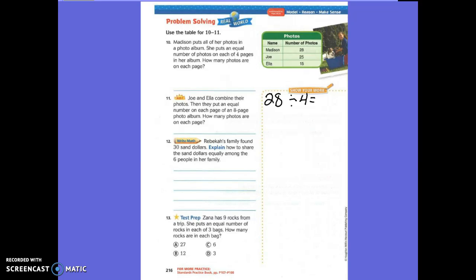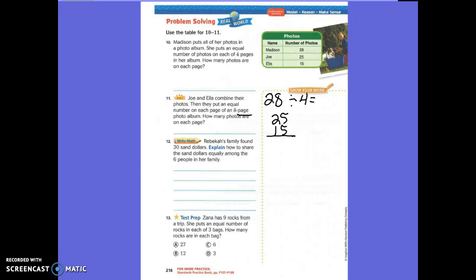A 2-step problem. Joe and Ella combine their photos. Then they put an equal number on each page of an 8-page photo album. How many photos are on each page? Boys and girls, if they're going to combine their photos, what are we going to do? Add 25 and 15. Yes, combine means add, right? So find that answer. 25 plus 15.